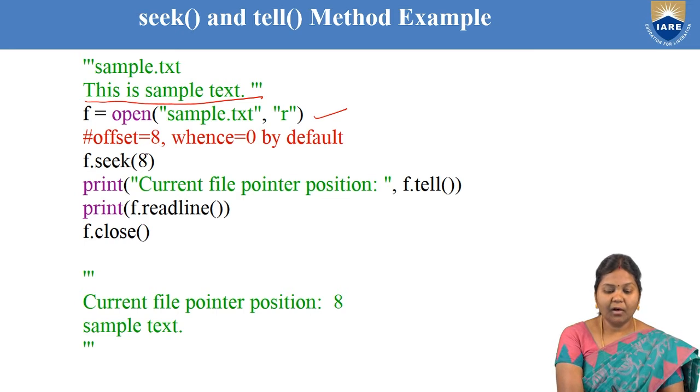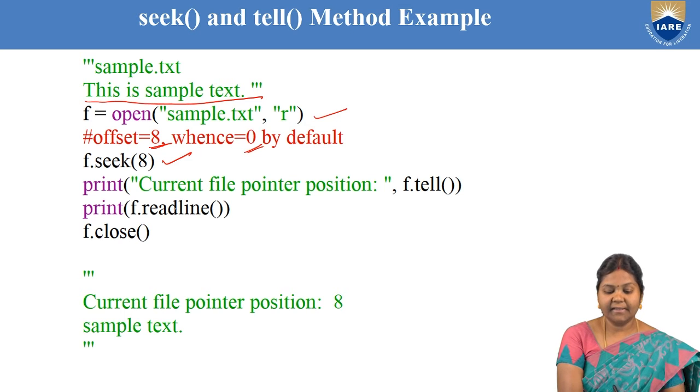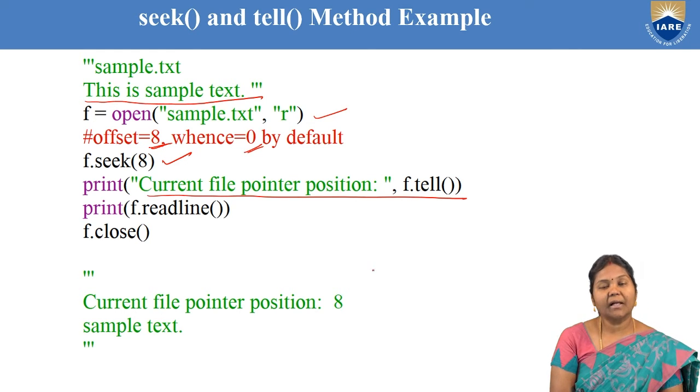Now, I am providing offset is equal to 8. That means I want to move my file pointer to the 8th character. And whence is equal to 0 by default. If you do not mention it, then it will take whence is equal to 0. That means from the beginning of the file, you move 8 characters. So I am writing just f.seek of 8. After that, if I want to check whether my file pointer has moved to the 8th character or not, then I can check using the f.tell function. The f.tell method will tell you the current file location.